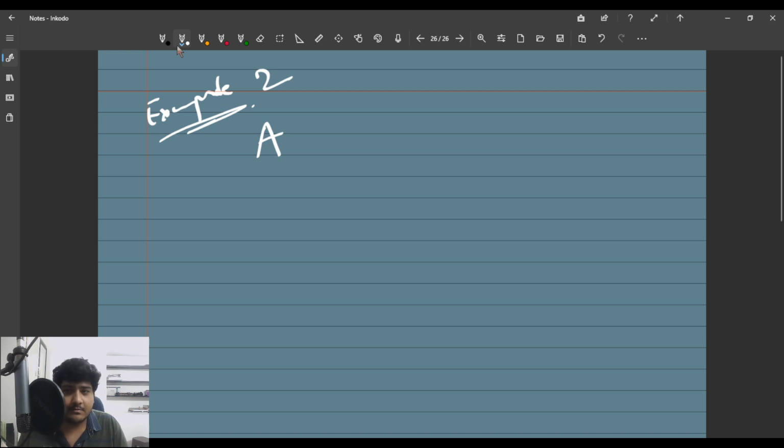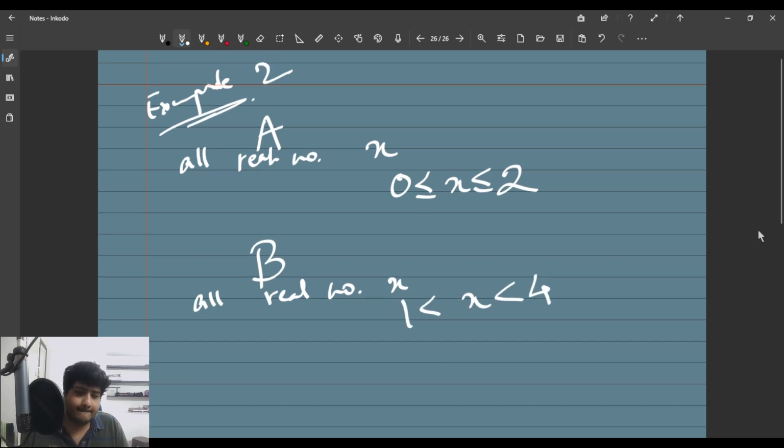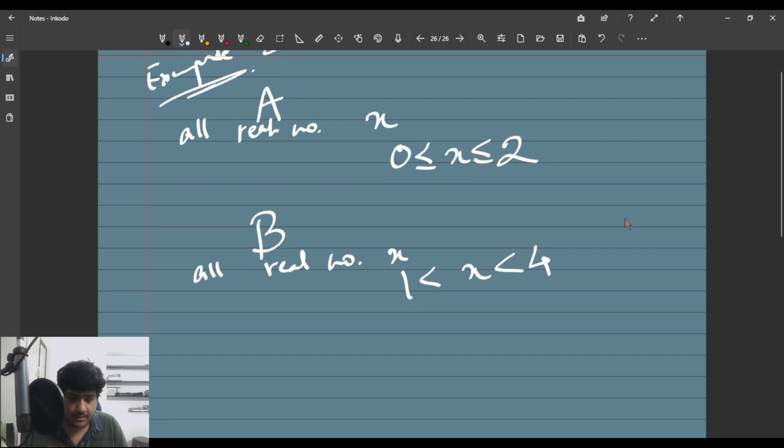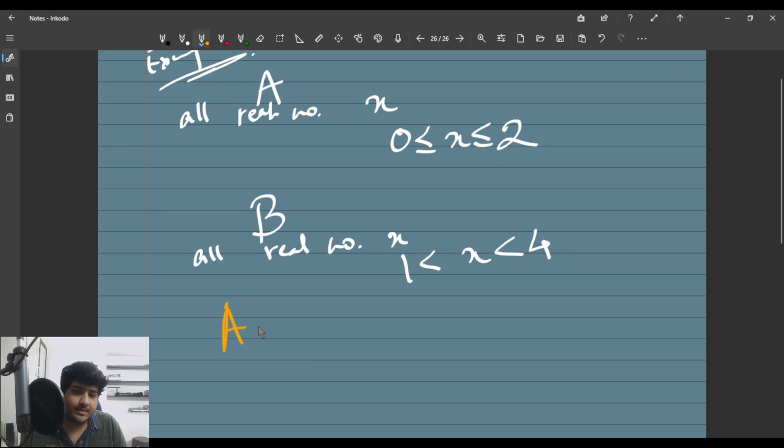I am telling you what A is. So A is all real numbers x such that 0 is less than or equal to x is less than or equal to 2. And B is some other set of all real numbers x such that 1 is less than x is less than 4. I want you to find A minus B. A minus B.